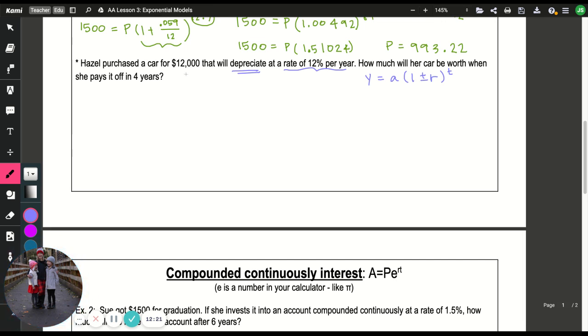So Hazel purchases a car for $12,000. That's her starting amount, 12,000.